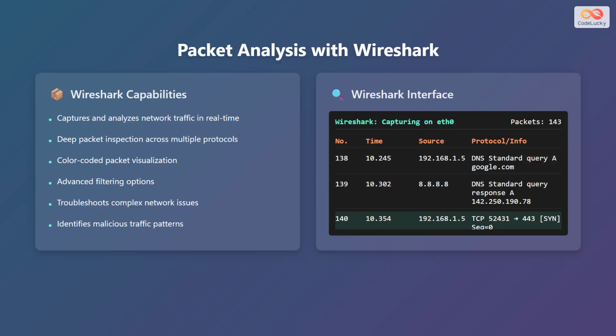Packet 142 at time 10.405 has a source IP address of 192.168.5, using Transmission Control Protocol 52431-443. It acknowledges sequence equals 1, acknowledge equals 1. Packet 143 at time 10.456 has a source IP address of 192.168.5, using Transport Layer Security version 1.2 client hello.